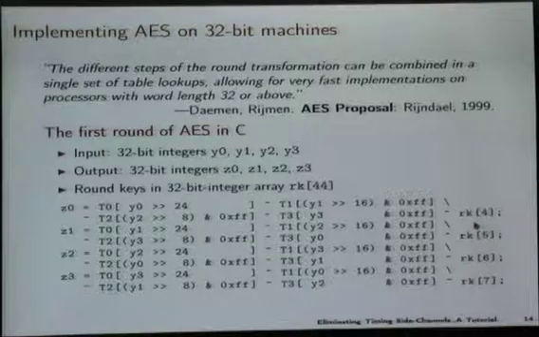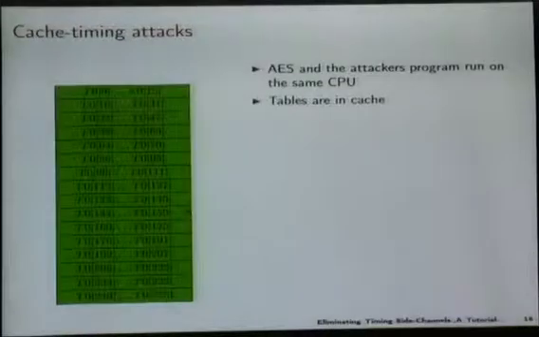Now, obviously, what happens here is that we have a lookup at Y0 shifted by 24, so some byte of Y0. And Y0 was computed before, in the first round, by just taking some input block XORed with a whitening key. So it's something that the attacker may know or control, XORed with the key. So Y0 is about as secret as it gets. How would we attack that?